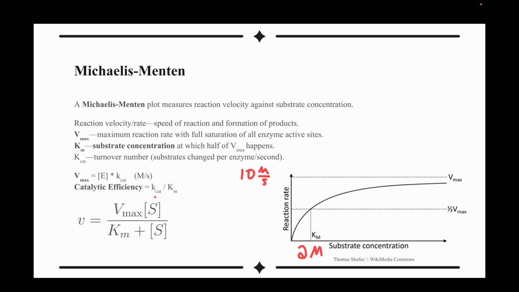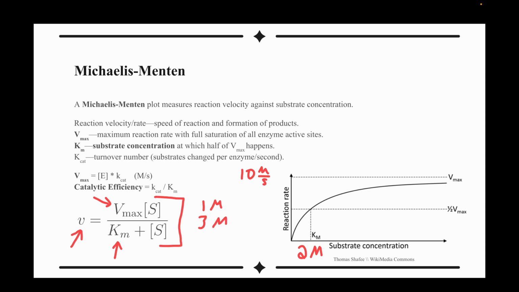You may also see this equation here. What this equation is describing is the velocity of a particular reaction given the Vmax and the Km and the particular substrate concentration you have. So you could have a substrate concentration of 1 molar or 3 molar and so on.